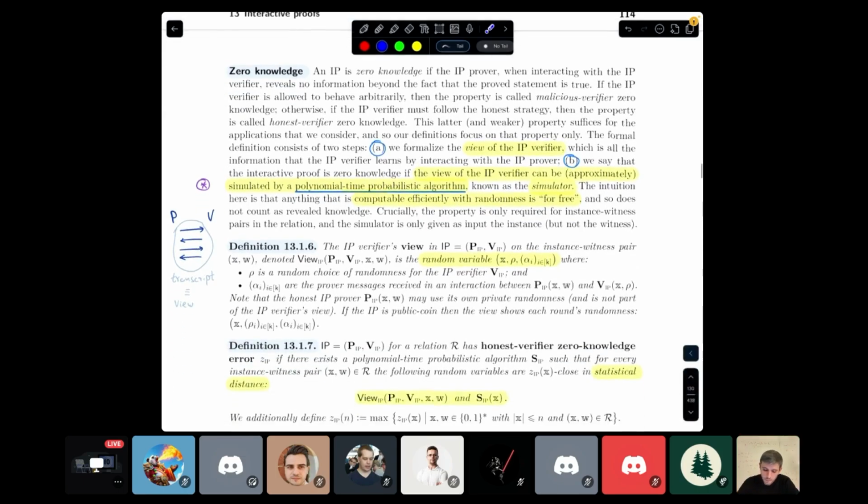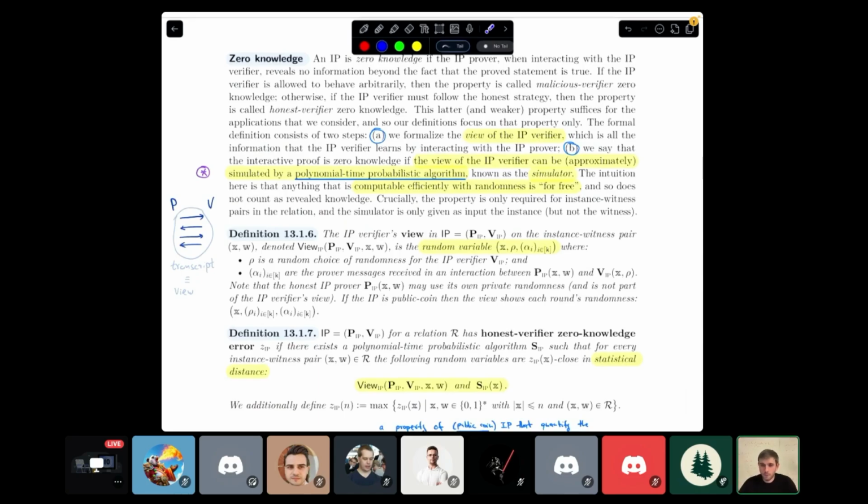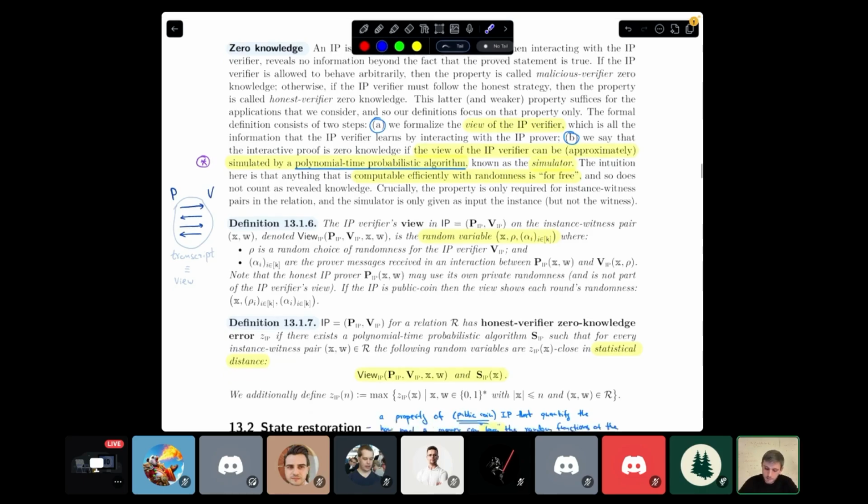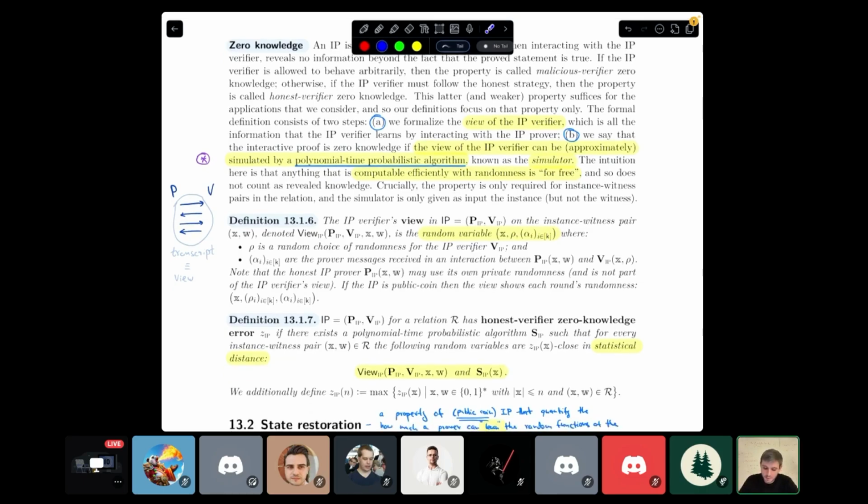So basically, the definition of zero knowledge says the following: the prover and the verifier interact, and they have some transcript. And in the lingo of zero knowledge, we're going to call this transcript a view. Okay, so this view is going to be determined by the prover, the verifier, the instance, and the witness.